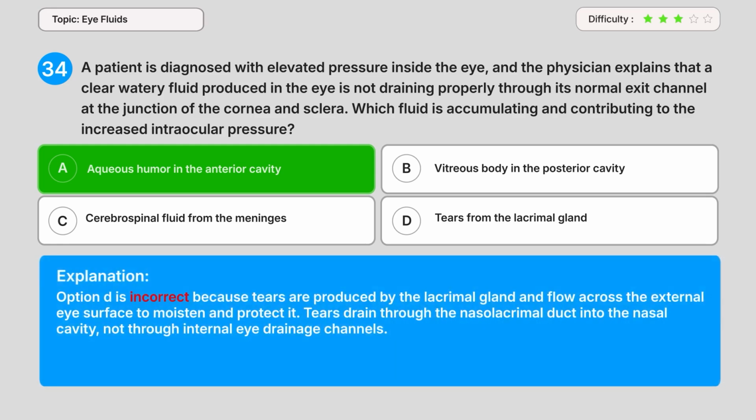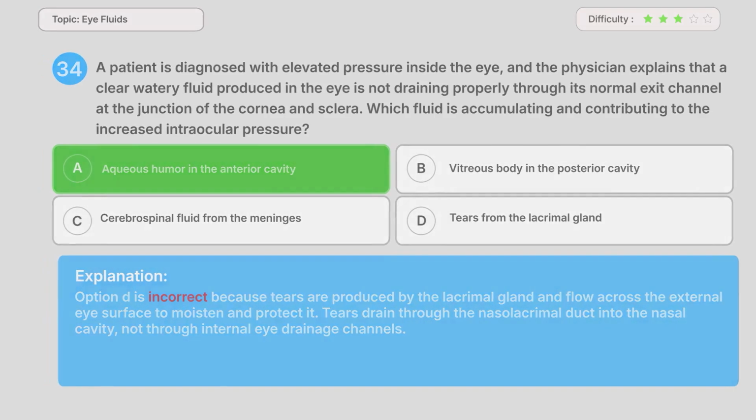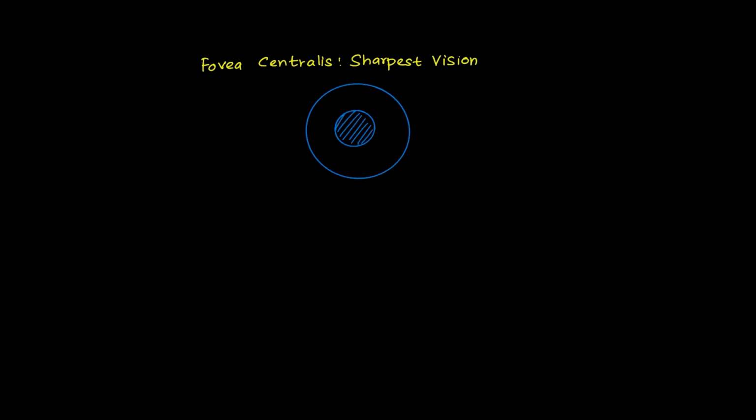Option D is incorrect because tears are produced by the lacrimal gland and flow across the external eye surface to moisten and protect it. Tears drain through the nasolacrimal duct into the nasal cavity, not through internal eye drainage channels. The question describes the spot where vision is sharpest, a small depression at the centre of the macula containing only cones, no rods. That's the fovea centralis.